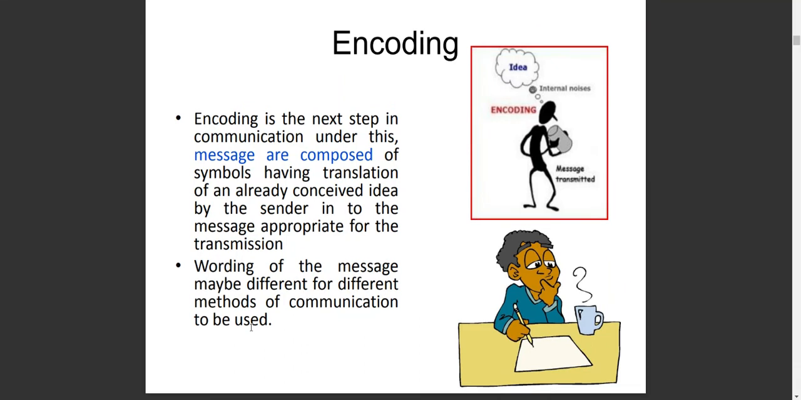Now encoding. Encoding is the next step in communication. Under this, messages are composed of symbols, translating an already conceived idea by the sender into a message appropriate for transmission. Wording of the message may be different for different methods of communication to be used.